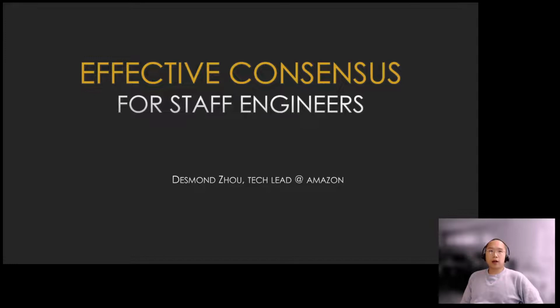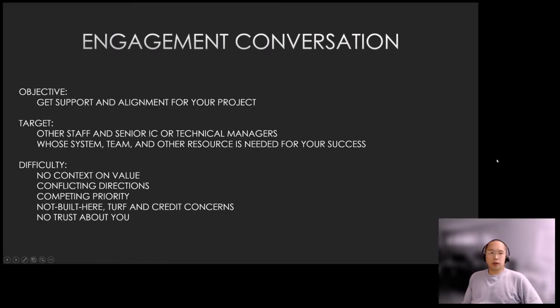So today I'm going to be talking about effective consensus for staff engineers. As we know, staff engineers typically already have a lot of influence over their immediate teams, which means when you go and try to build a consensus, those are typically for bigger initiatives, and you are going to be engaging with more distant teams, and there are a lot of challenges with that.